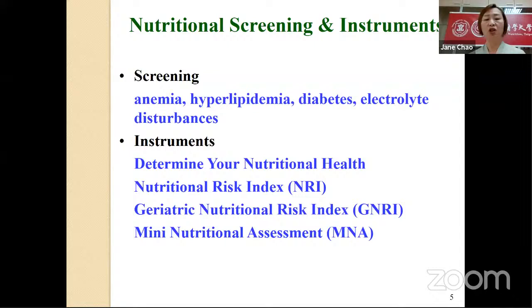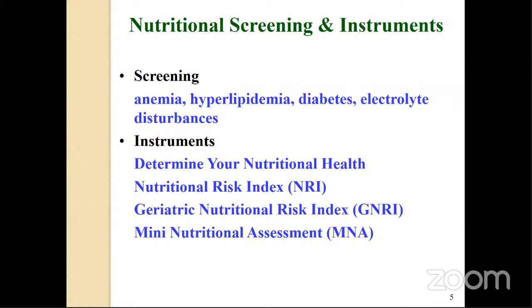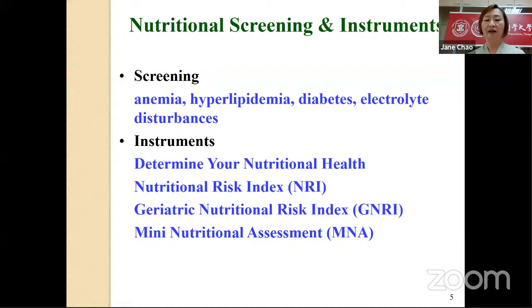This one is a formula, so we can calculate according to the formula. There are three very important parameters in the formula. I will talk about these parameters later. One of the parameters is albumin concentration. Therefore, the elderly should have their blood drawn to test albumin concentration. It's a biochemical parameter.